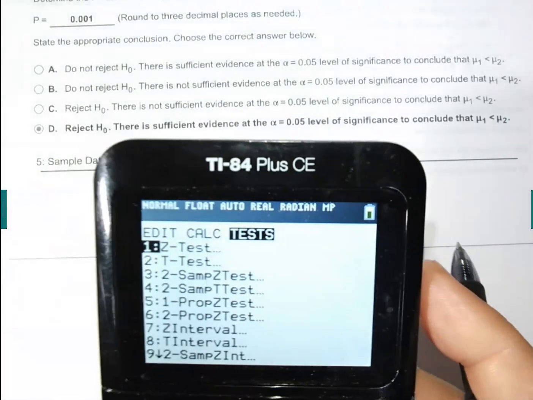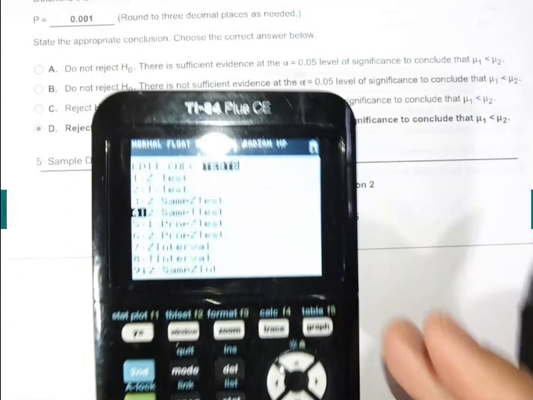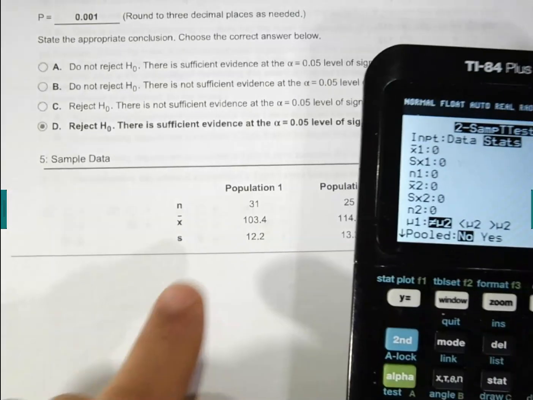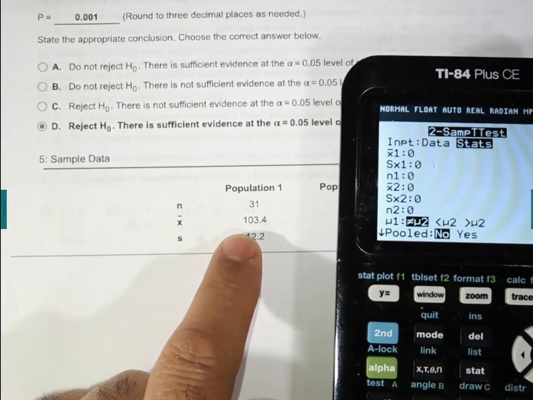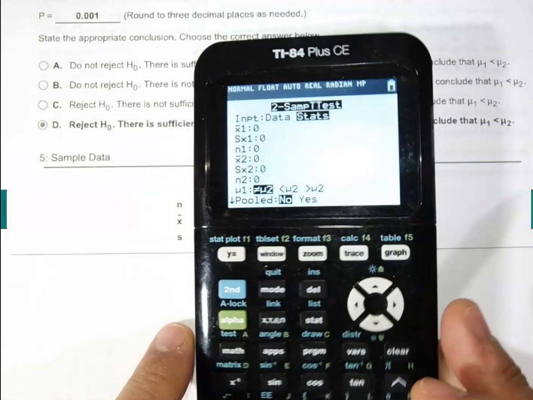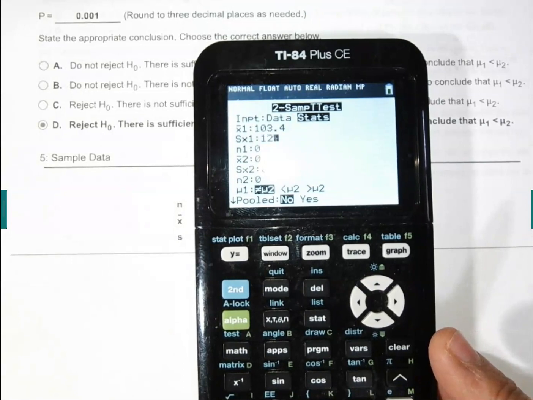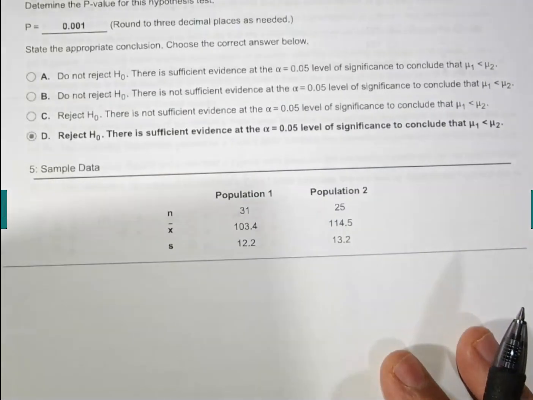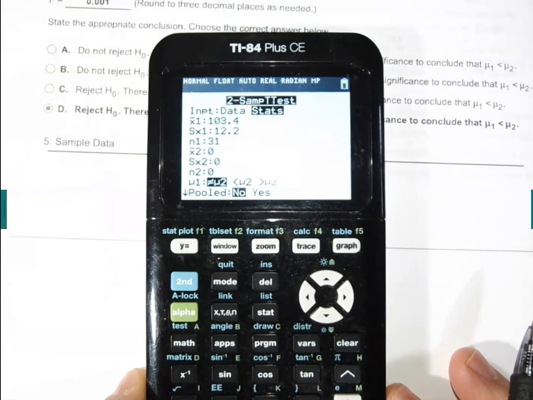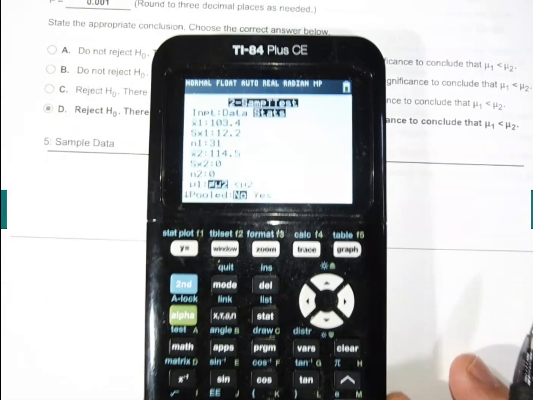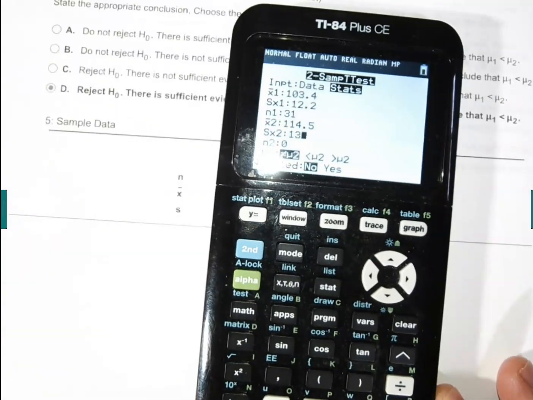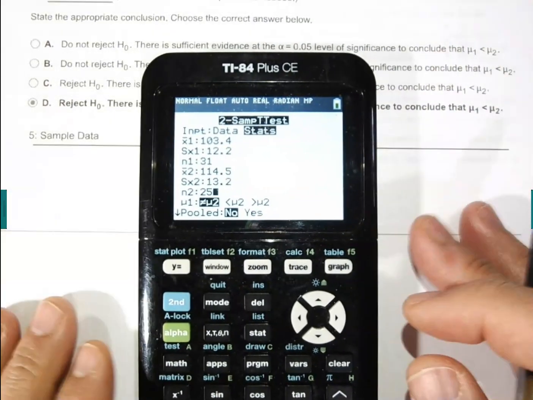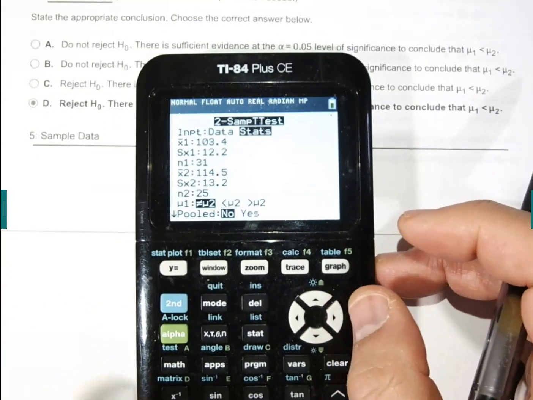So you go to stat, tests, two-sample t-test. It's not data, it's summary. And you can see for population 1, I get n is 31, x bar is 103.4, and then s is 12.2. So I'll enter them. And n1 is 31. Now x2 bar, as you can see, I got 114.5. And for s, I got 13.2. And for n, I got 25. Okay? So this is what we have right there. And then we need to test that mu1 is less than mu2.